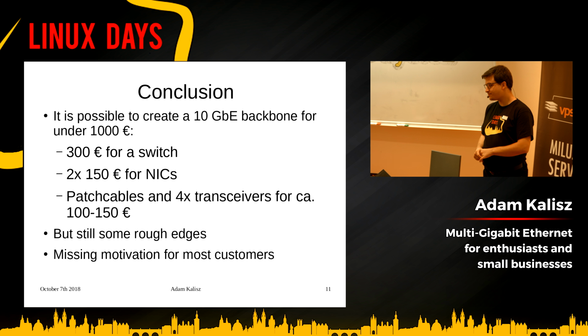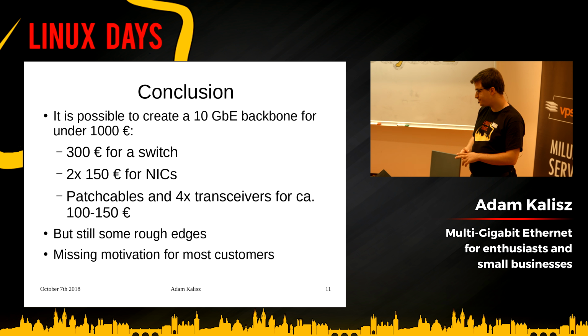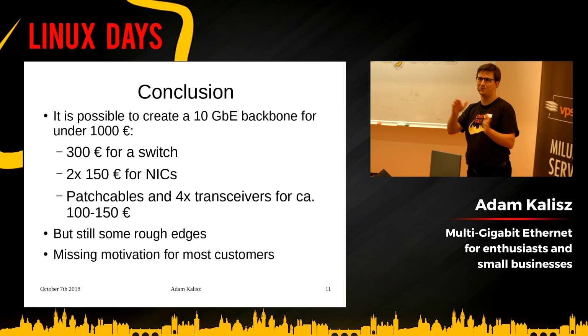So the conclusion. We are able to actually buy a 10 gigabit network for under 1,000 euros. We can have a switch, network interface cards and all the transceivers and patch cables we need for under 1,000 euros. And there are still some rough edges. You really need to decide, do you need all these steps between 1 and 10 gigabit Ethernet, 2.5 gigabit, 5 gigabit, because some support only 1 and 10 gigabit, but not those in between.